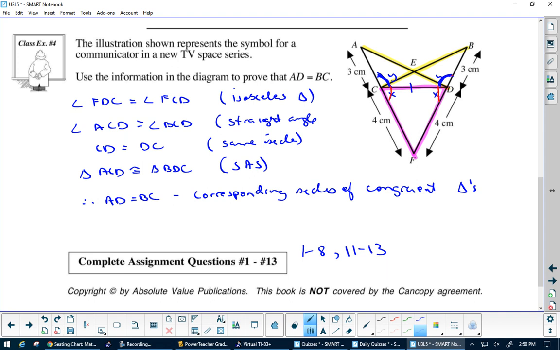Okay, so we're doing 1 to 8 and 11 to 13.